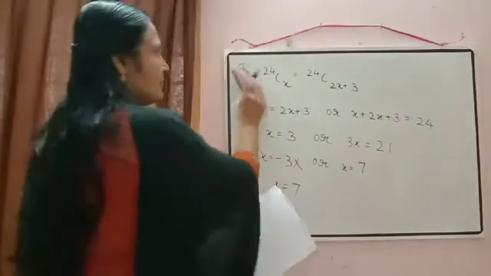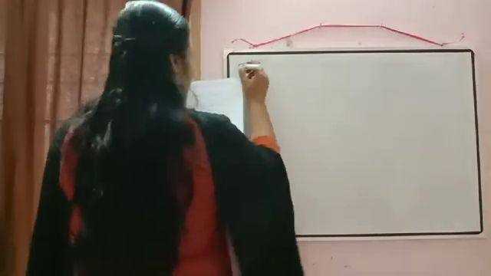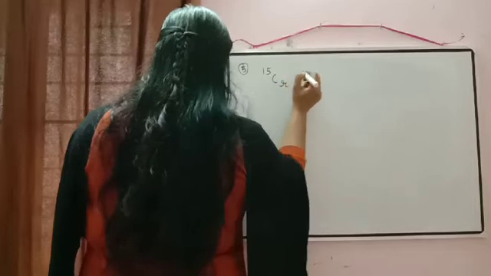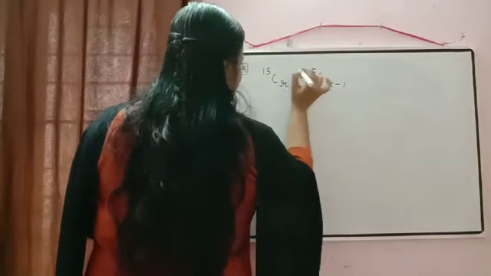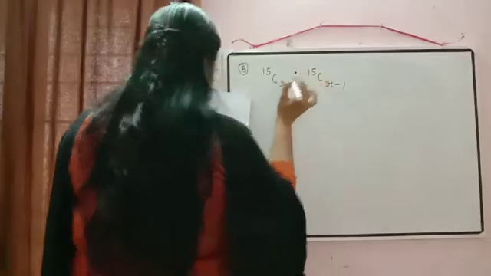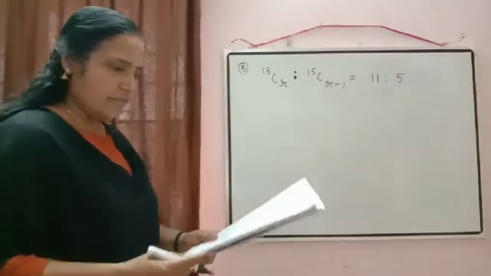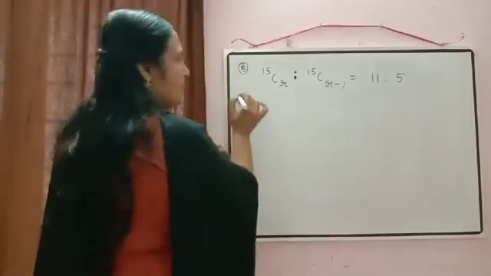Question number 5 is, if 15CR is to 15C(R minus 1) is equal to 11 is to 5, find R. Okay. So first we can simplify it.